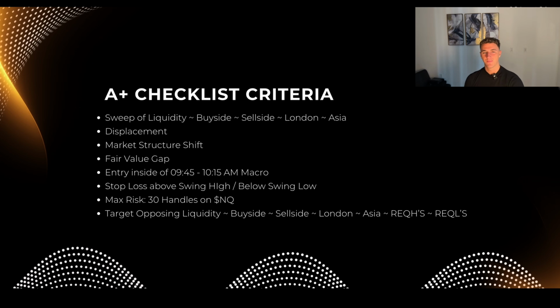All right, so here we have the A+ checklist criteria. What does the silver bullet even include? Number one is gonna be a sweep of liquidity. So you're looking for either a sweep of buy side liquidity or sell side liquidity. Now, if you wanna get more technical, you wanna understand better what is high probability and what is low probability. If we sweep London highs, for example, that's gonna be 10 times better. So look out for session liquidity also. Another good one is Asia highs and Asia lows. But that is number one on your checklist. What you should be looking out for, guys, is a sweep of liquidity, either buy side or sell side. If we sweep London or Asia, even better.